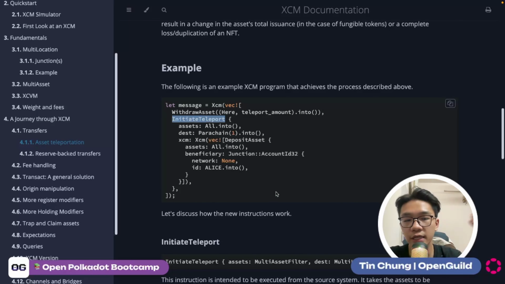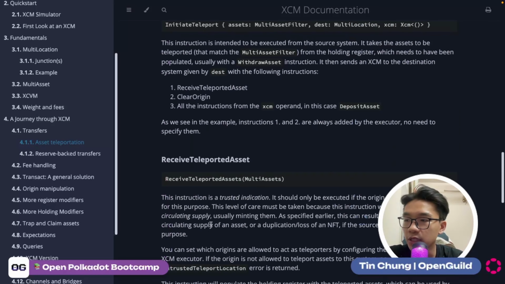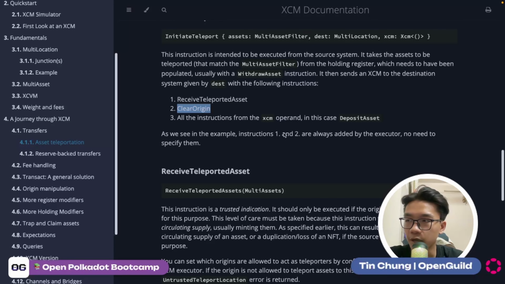So when you initiate a new teleport, the instruction receive teleported asset is going to be added automatically, and also clear origin. Why do we need clear origin to be added in this case? Because we don't want, when everything is done, the destination chain to still use the origin that you sent to that chain to manipulate some types of instructions and then use the assets of that origin. We don't want any malicious actions to happen, so you have to clear the origin.